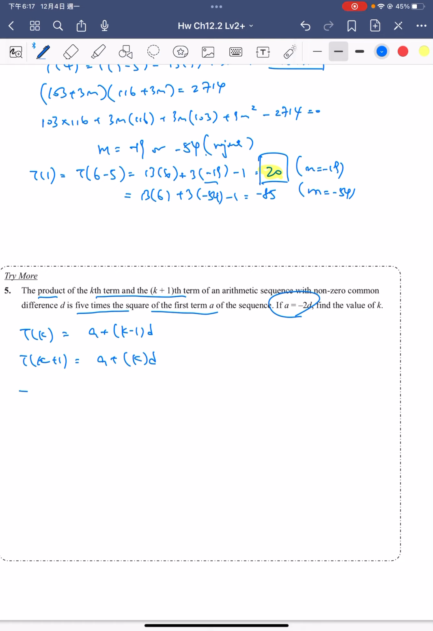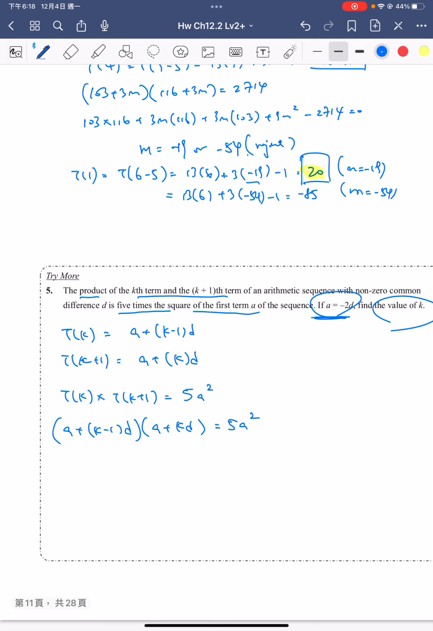Okay, so now we have t_k times t_(k+1) is actually equal to 5 times the square of the first term a, so 5a squared, isn't it? So now we can substitute the whole things into our equation. So we have a plus (k minus 1)d, times a plus kd, which is going to be equal to 5a squared. And we also have a equal to negative 2d, isn't it? So we are trying to find out the value of k.